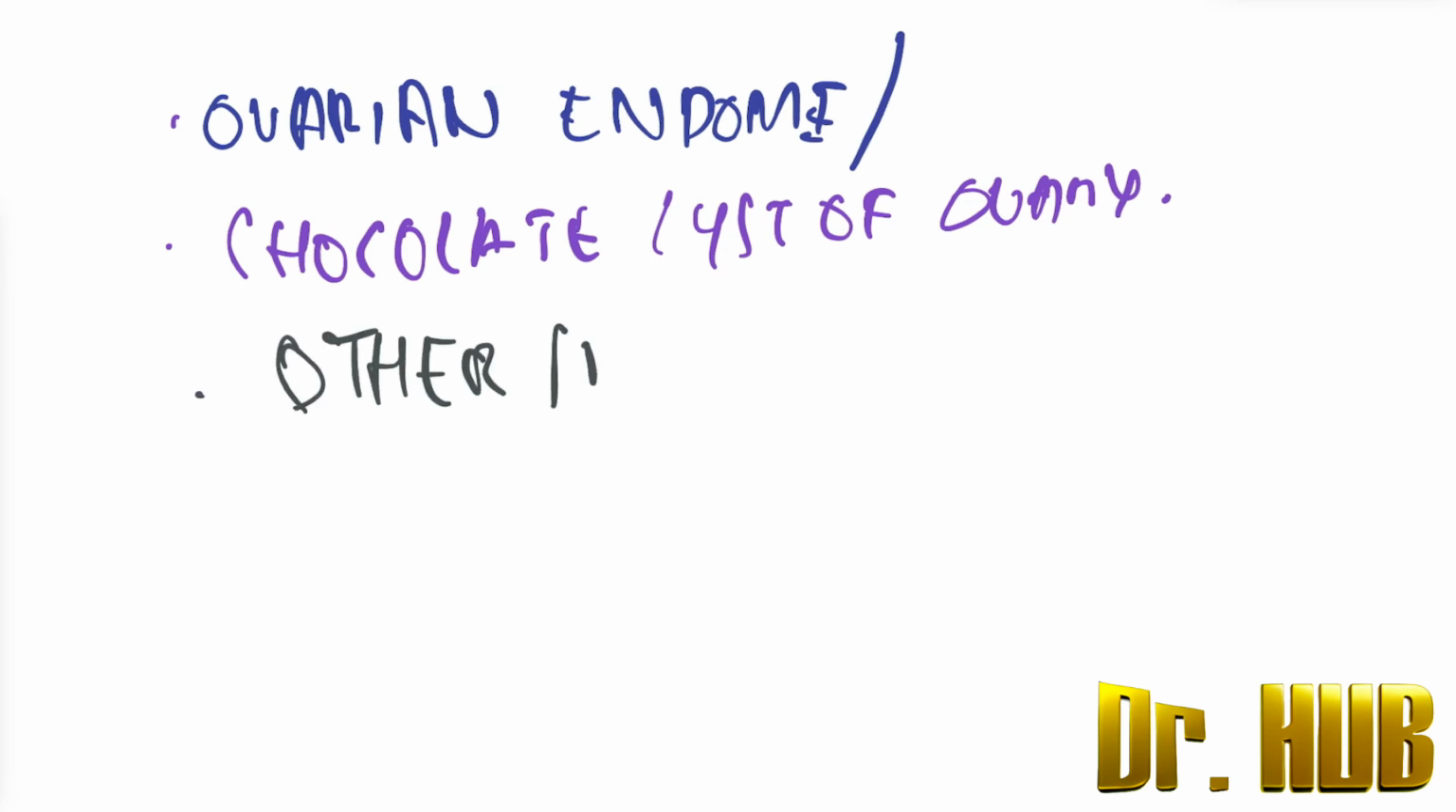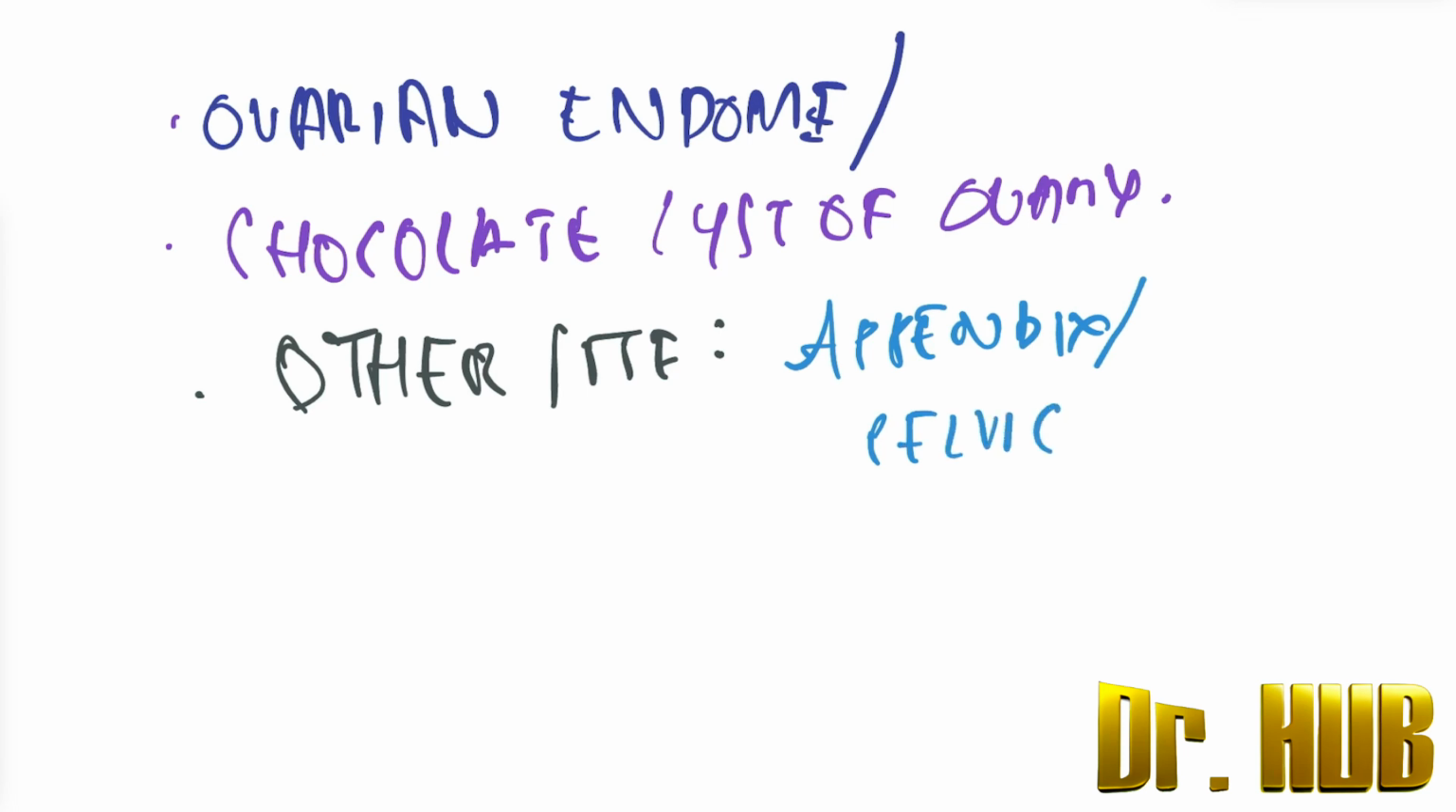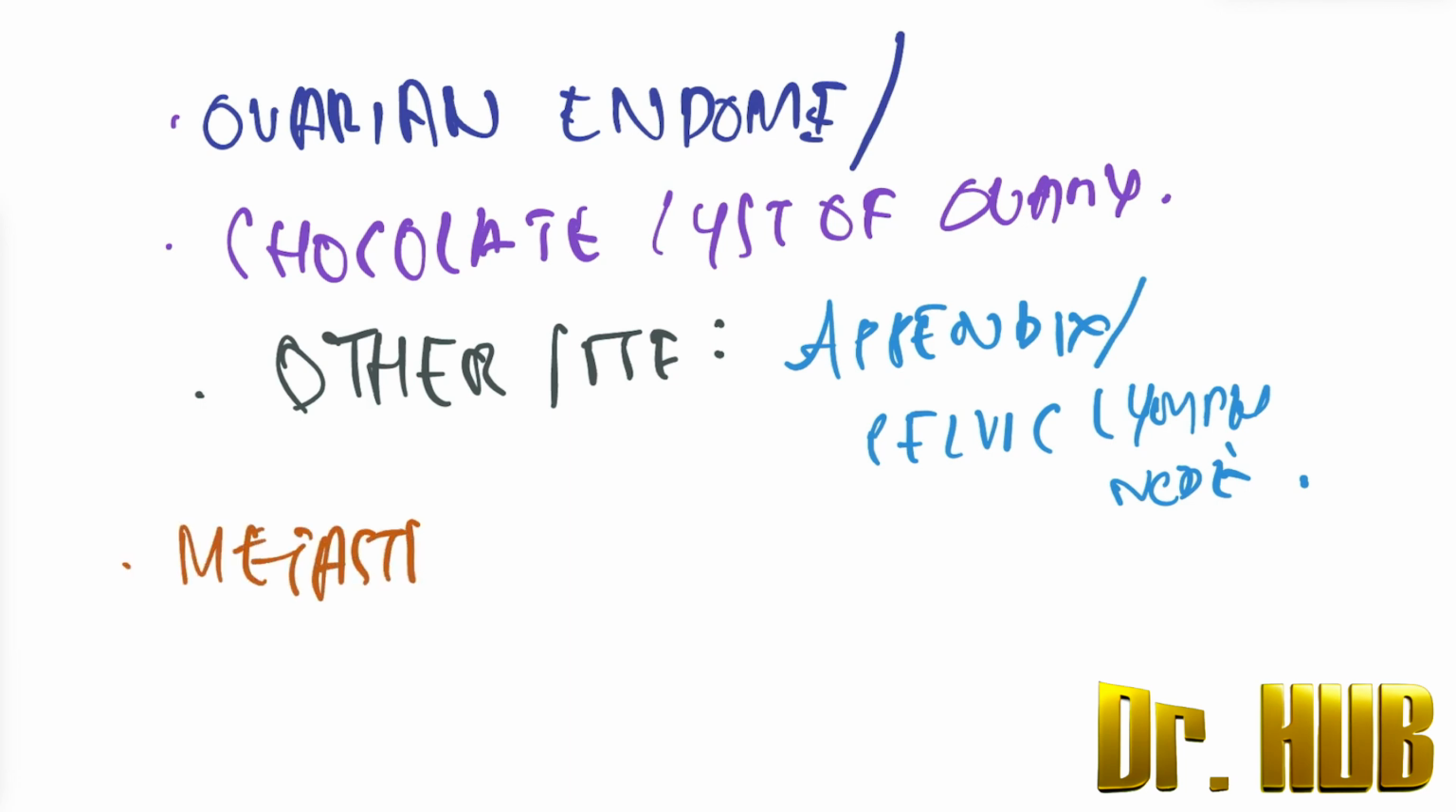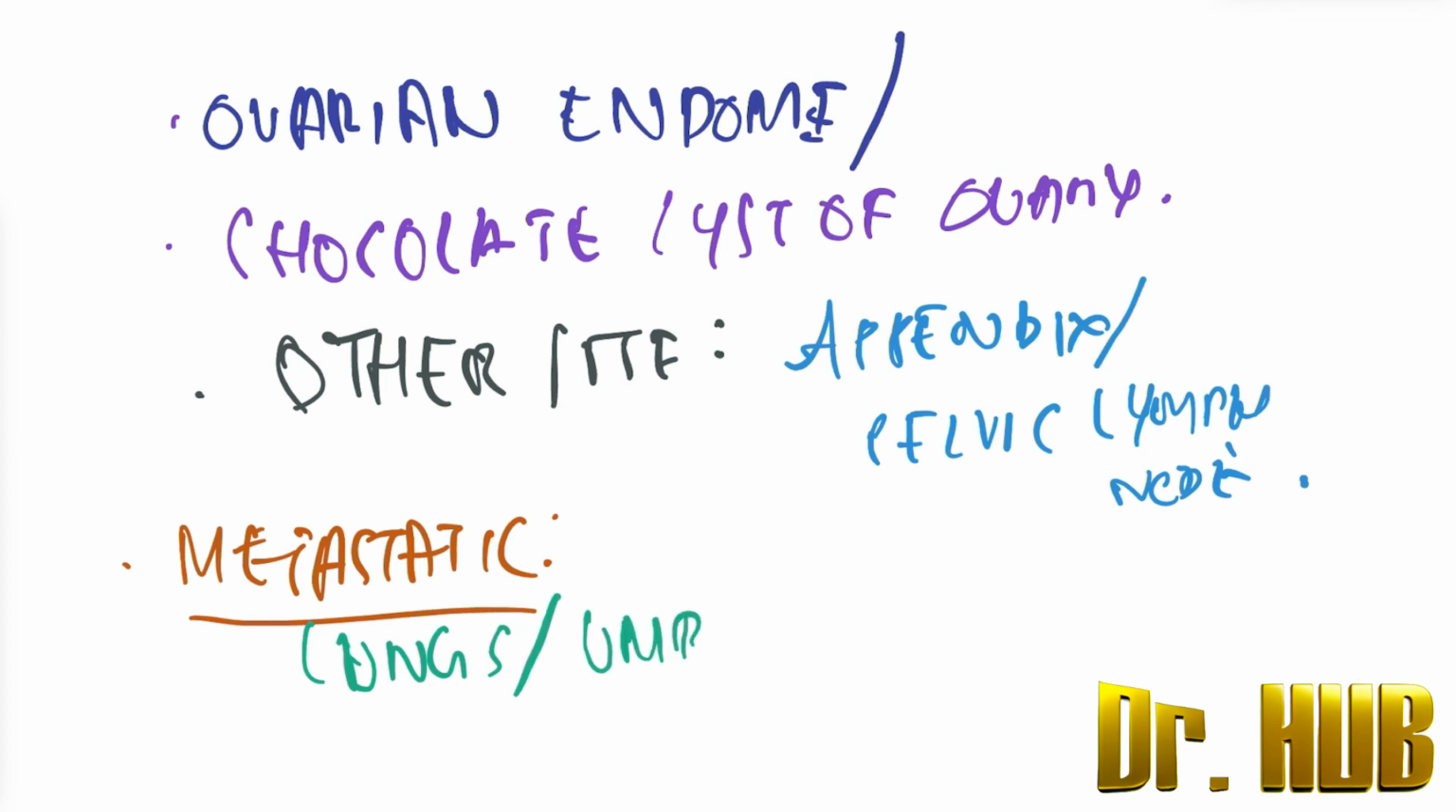So what do the other sites include? The other sites include the appendix and the pelvic lymph node, and there are also metastatic sites. Under metastatic, what is included? There is presence in the lungs, the umbilicus, and scar endometriosis.